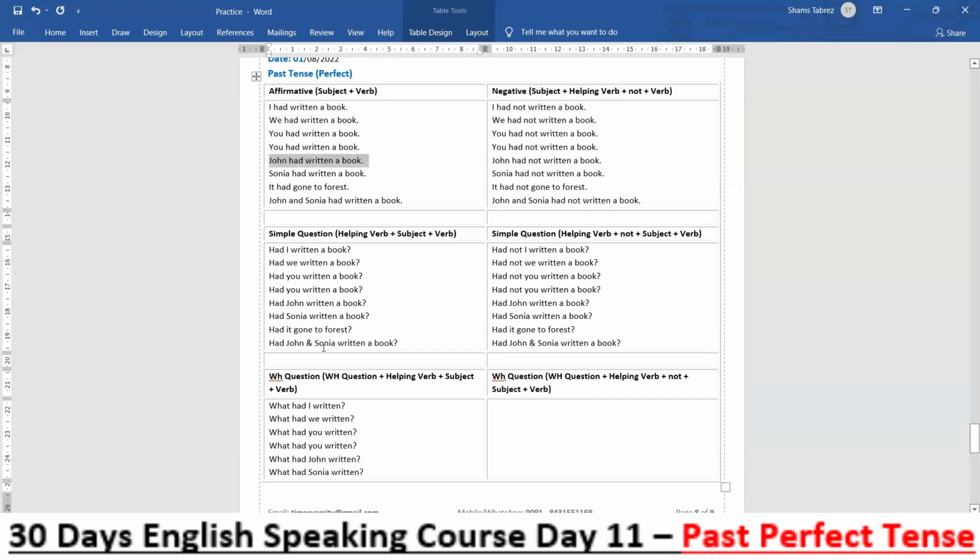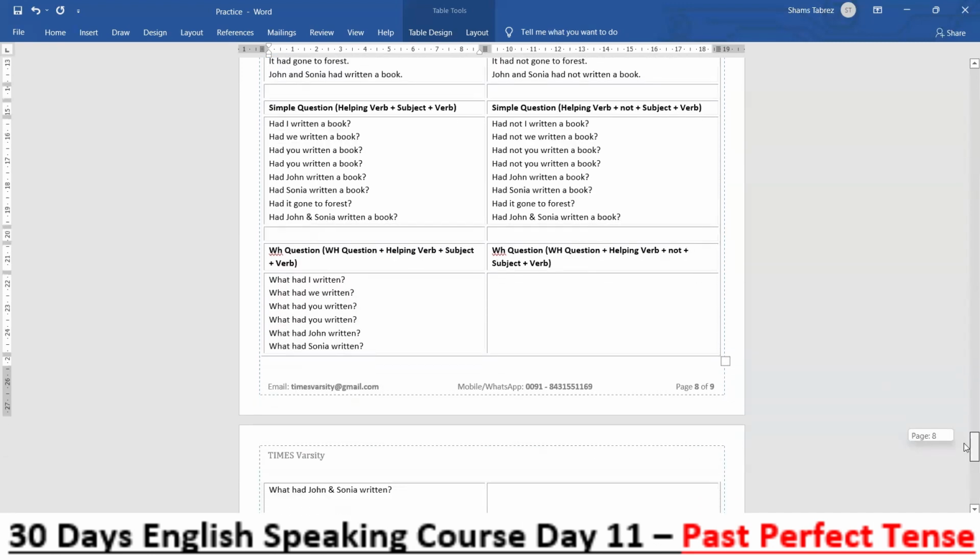And you will notice that WH questions are always answered in the affirmative. However, simple questions can be answered either affirmatively or negatively. The answer of a simple question may be affirmative or negative. However, a WH question is always affirmative. This is what you need to make sure. And you need to make sure if the question is in past perfect tense, then your answer should also be in past perfect tense. This is how you need to compare.